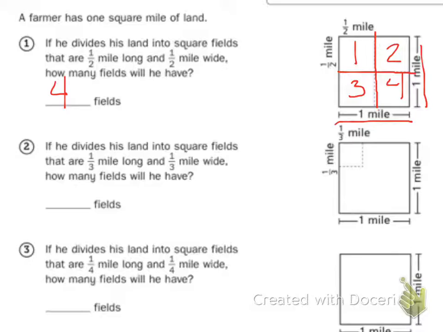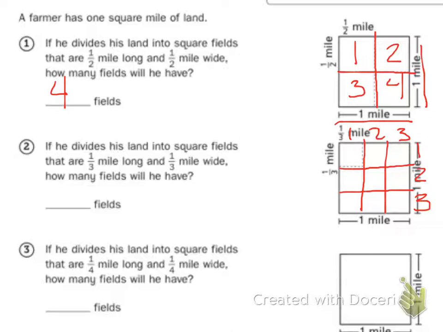The next one says if he divides his land into square fields that are 1/3 mile long and 1/3 mile wide, how many fields will he have? They started this for you by splitting it into 1/3. So if that's 1/3, I'm going to extend my line this way and extend it this way. I have to make sure, and it's not going to be perfect, that I now have 3 by 3. 1, 2, 3. And you can do what I did. I counted the squares. You could multiply the 3 by 3, however you want to get your total number of fields.